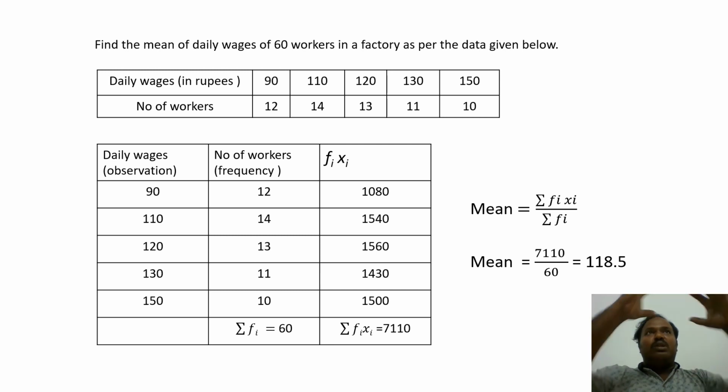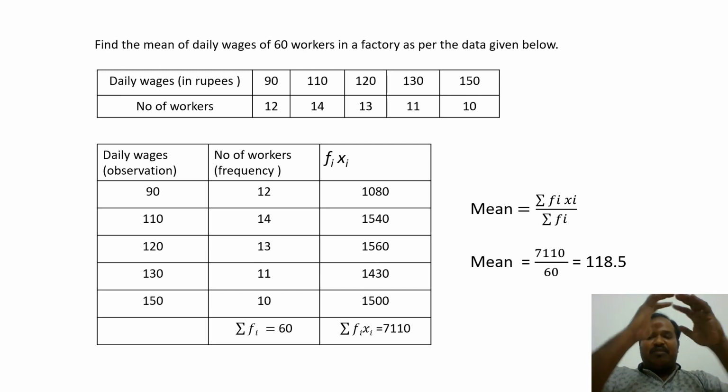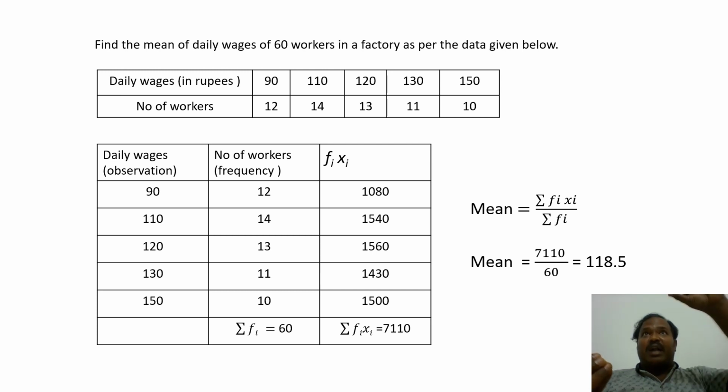So you get all the people who get the salary of 90 together. Then another type of salary that they get is 110. How many people are getting 110? 14 people. Therefore 110 is received by 14 people. Therefore, the product of that. So now you must have understood this tabular column a little more clearly.